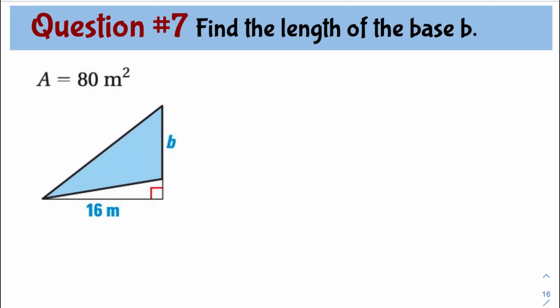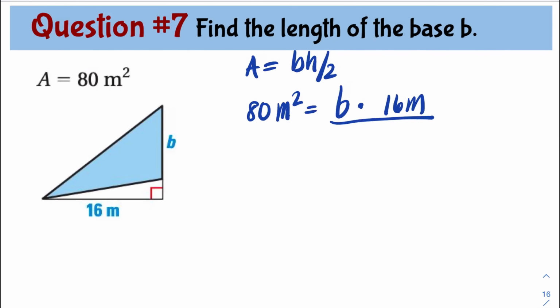Question number 7. Find the length of the base B given that the area is 80 square meters. So now we have area is equal to base times height over 2. And that gives us area is 80 meters square. The base is missing. And the height is 16 meters. Divide by 2. So this equation is now the same thing as 80 meters square is equal to base times 8 meters because we can divide 16 divided by 2.